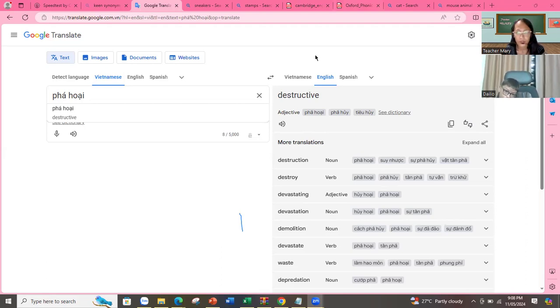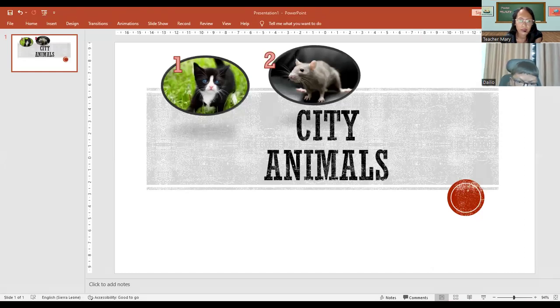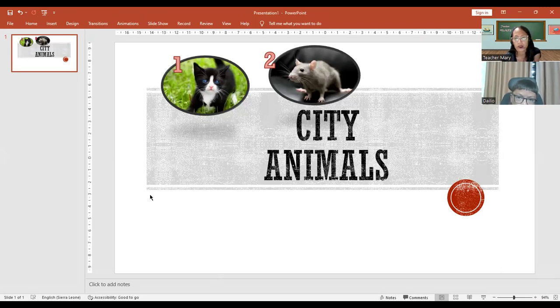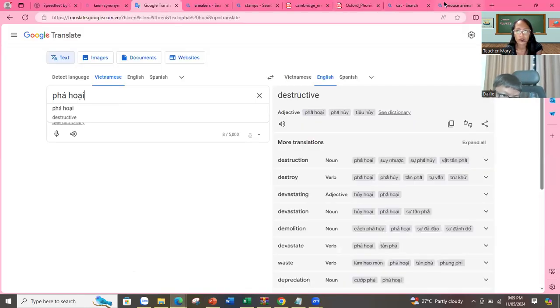Okay, in the chat box, please read this. Can you see that? Chat box. I don't like mouse because they are dirty and they look certain. Okay, so what else aside from cat and mouse? What else? Dog. Okay. So now let's look for a dog.